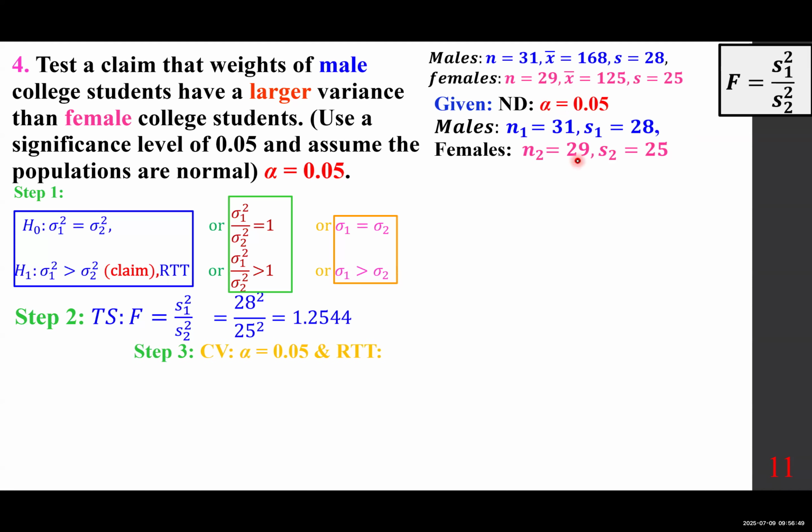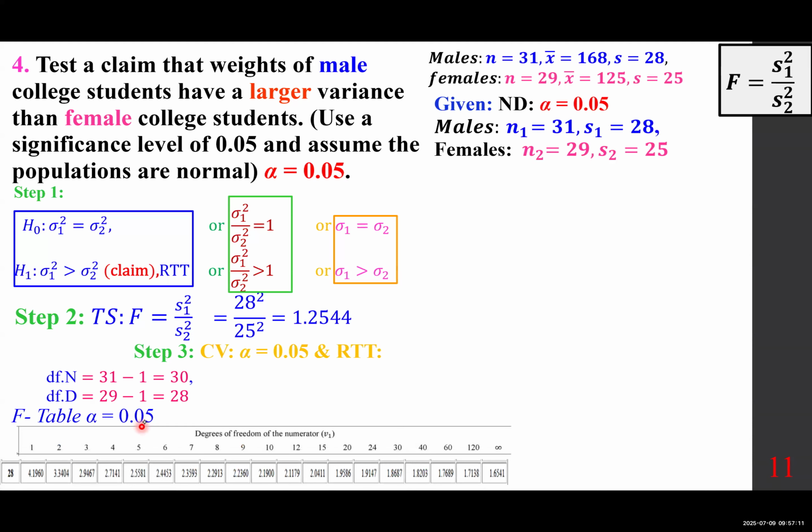So critical value, alpha is 0.05. It's a right tail test, as it should be. Degrees of freedom of the numerator is 31 minus 1, which is 30. For the denominator, 29 minus 1 is 28. And you use the F table with alpha 0.05. There are different F tables. So having said that, this is the table with alpha 0.05.